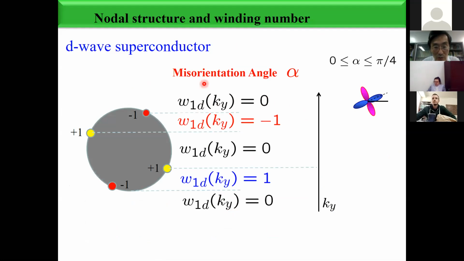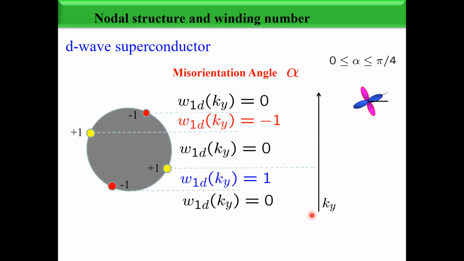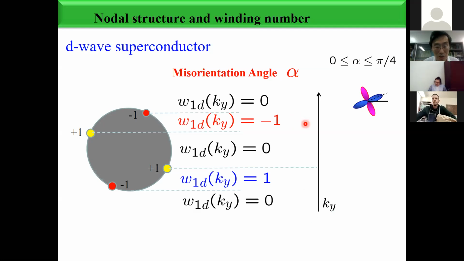If momentum ky is located here, the winding number is zero. On the other hand, the winding number becomes minus unity here, and here the winding number is zero, and here the winding number is unity. So as seen from here, there is some momentum region, or some injection angle region, where the winding number becomes non-zero. In that region, we can expect the existence of a surface zero energy state, and the resulting charge conductance should have a zero bias conductance peak.